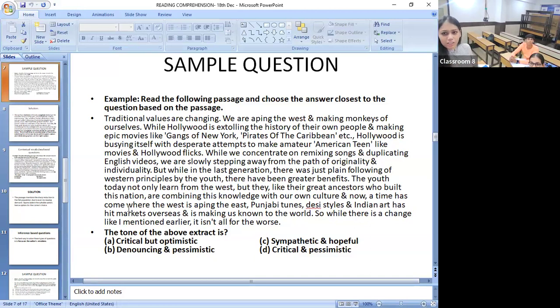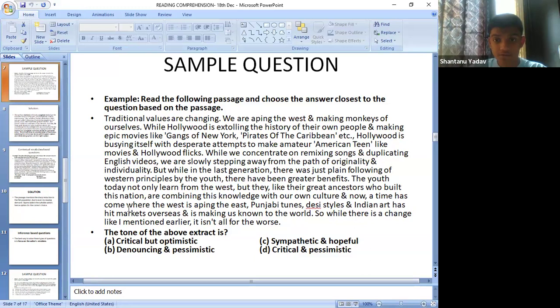Shantanu, you got it now? Why critical? And Shantanu, where is the optimist aspect? Can you show me the optimist aspect? How did you choose? Just a minute.